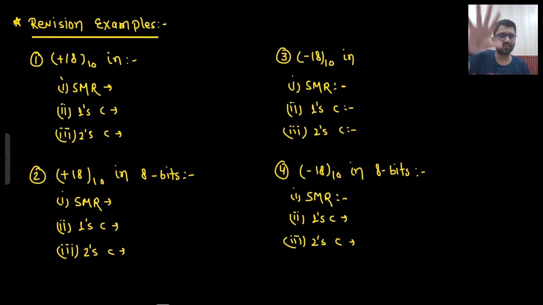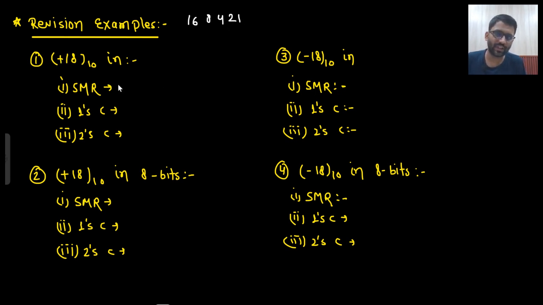Let's take some revision example, so that whatever we have studied till now will be your revision here. Represent plus 18 in sign magnitude representation. 18: 1, 2, 4, 8, 16. That will be 10001. Sorry, 10010.